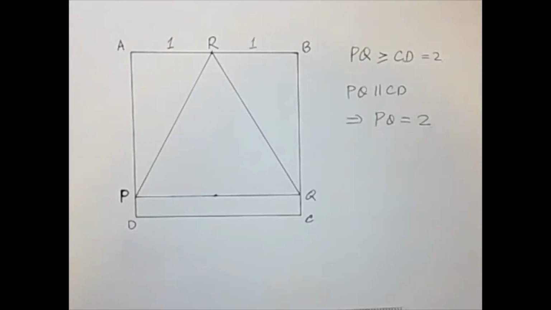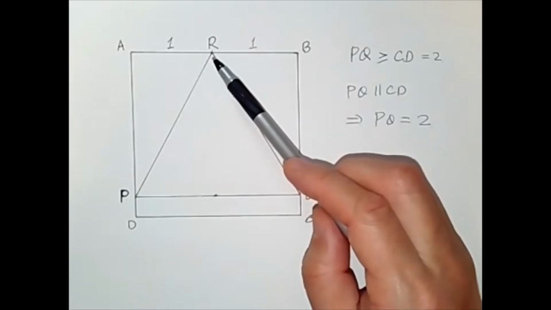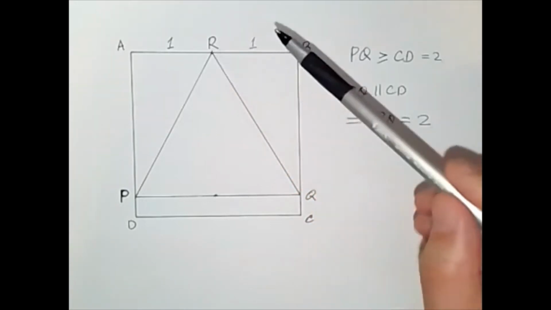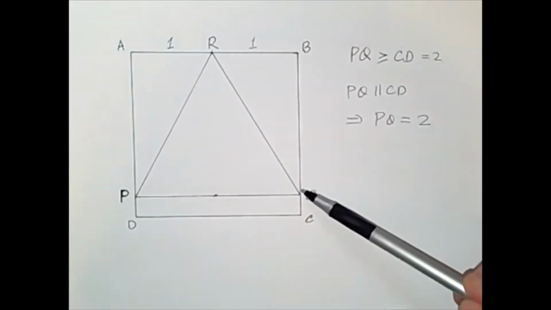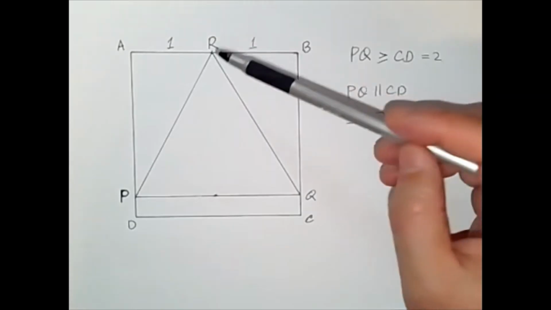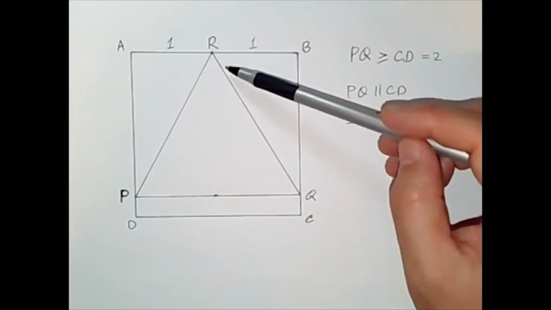Let ABCD be a 2 by 2 square. We want to construct an equilateral triangle PQR inscribed in the square. The easiest way is to pick the midpoint of a side, like the midpoint of AB as R. And then from R, we draw two sides of the triangle, RP and RQ. So these two sides created three angles, 60, 60, 60.